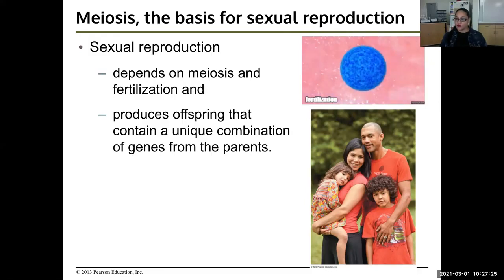This process is the reason why you and your brothers and sisters, even if you have the same parents, still don't look exactly alike. Because meiosis and fertilization make sure you have unique genes.